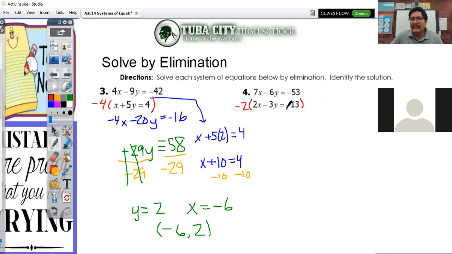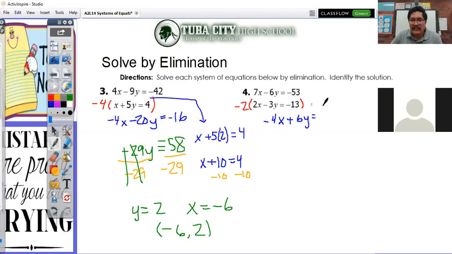So the only way I can do that is if I multiply a negative times a negative, then it'll make it positive 6y, then they will eliminate. And once they eliminate, that's good. Because again, you can't solve these if you have two variables. So that's why you have to kind of get rid of one. So negative 2 times positive 2x, so that'd be negative 4x, plus negative 2 times negative 3y, so that'd be positive 6y.